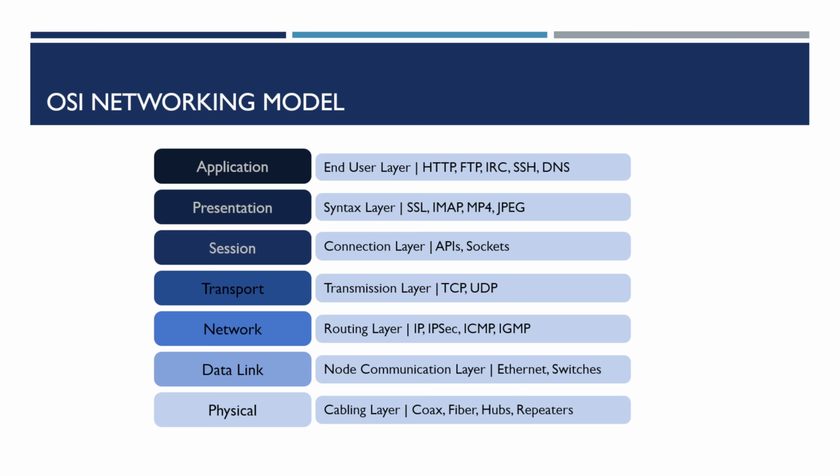Fourth layer is the transport layer, the actual transmission or receiving of the data from different nodes. Session layer is the connection layer. This is where we start to get into applications, into actual programs versus networking, and how the data is actually interacted with once it reaches a node.